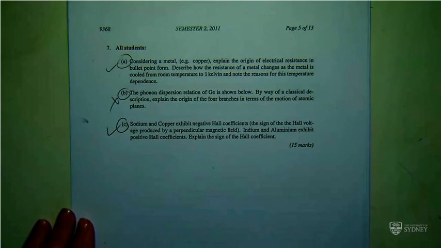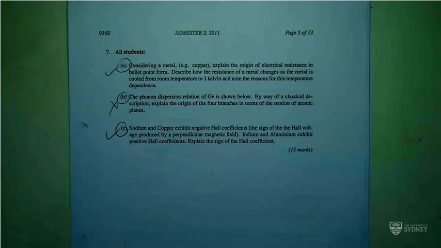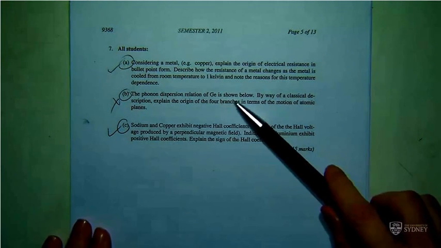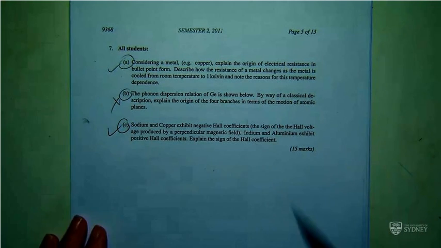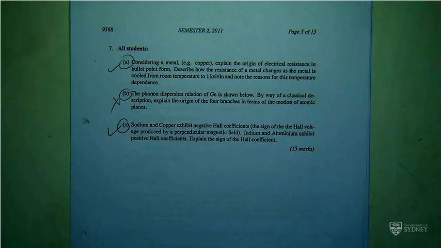Okay, this is all students 2011. Okay, again, it's how does the resistance or the resistivity vary as a function of temperature? You can see there is some repetition. Yeah, the questions repeat quite a little bit. So that's interesting. Phonon dispersion relation of germanium is shown below. Derive the four branches in terms of the motion. No, we didn't discuss that.